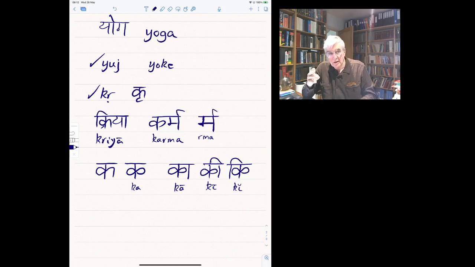Sanatano dharma. Is this the eternal law? You can leave out the "is." So all finite verbs are differentiated according to person. That's the first, second, and third person. Note that's the first person.